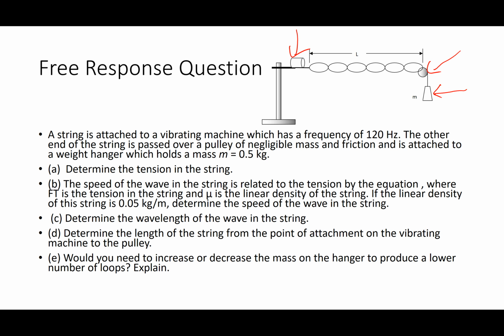Well, the tension in the string is essentially going to be caused by the weight of this hanging mass, because it's going to be pulling down. And the pulley will translate that to being pulled across. So the tension in the string in this case is going to be equal to the weight of this mass. Well, we know that weight equals mg. So weight equals 0.5 kilograms times, we'll just use 10 for g. So we're going to end up with a tension force of 5 newtons.